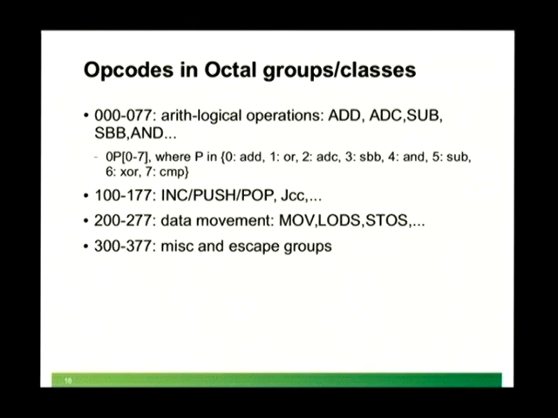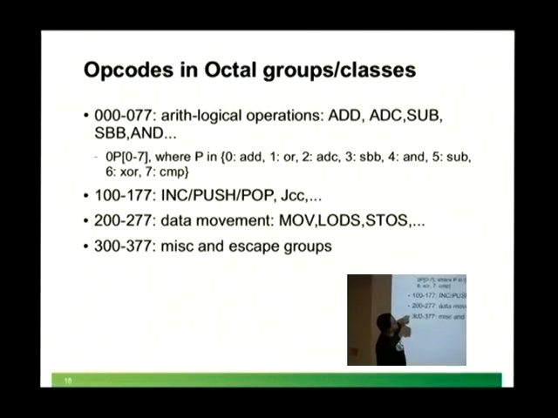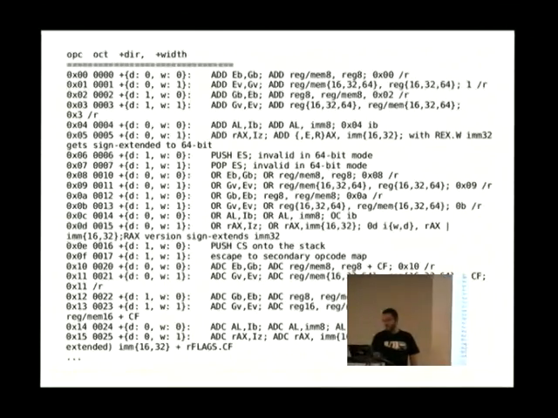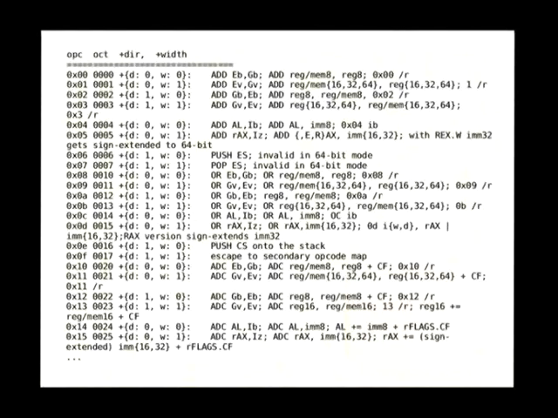So, that's in octal, the arithmetic logical operations: 0 through 07. You use the last 3 bits in octal. If it's 00-something, then those are the ADD operations. 01 are the OR operations. 02 are the add with carry, and so on and so forth. The next group is INC, PUSH, POP, and data movement, and so on. And if you look at that, you see, we start from here, the second 3 bits are 0, and those are the ADD. And then the OR starts, and then ADC, add with carry, and so on and so on. So this was the initial encoding.